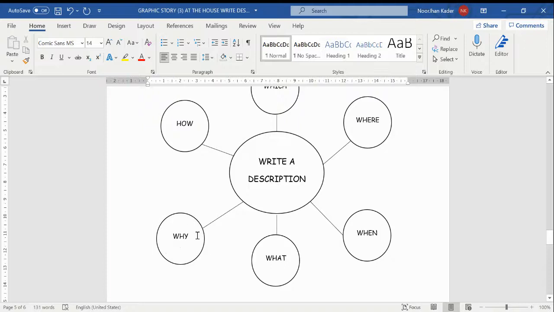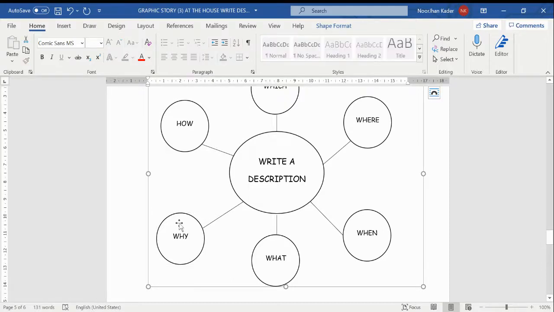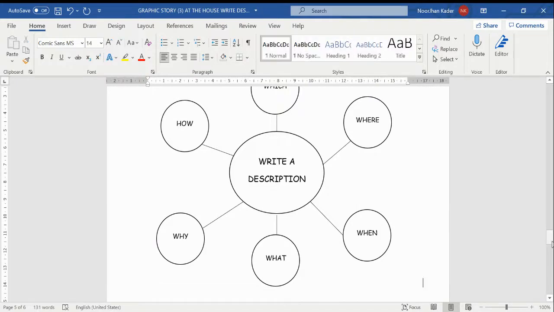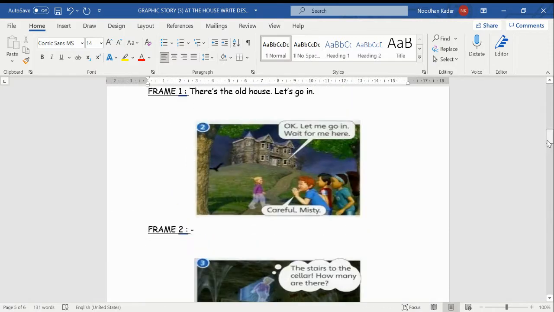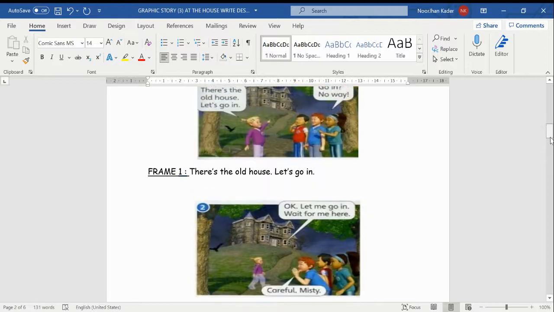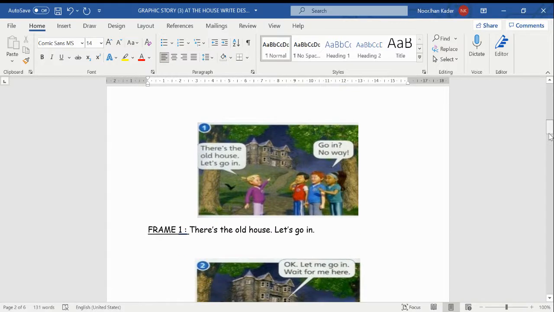Because we're talking about the building, the whole house, we're not talking about other characters. So to answer why it was built, let's see whether there is any description on why it was built. Let's see from the first one. Careful, Misty. The first frame is the old house. Let's go in. We only know it's the old house. That's all. We don't know more than that.